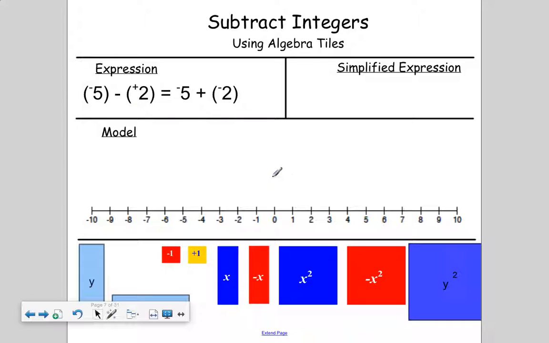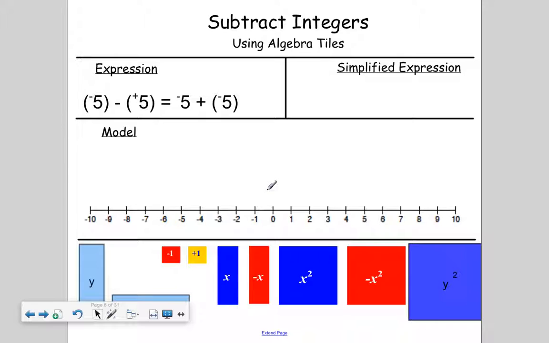Negative 5 minus 2. Starting at 0, I go 5 units to the left to negative 5. I need to subtract 2. So I need to go back 2. 1, 2. So I stop at negative 7. How can I rewrite the subtraction expression as an adding expression? I'm at negative 5. Keep it. I add. What's the opposite of 2? Negative 2. Negative 5 plus negative 2 is negative 7.